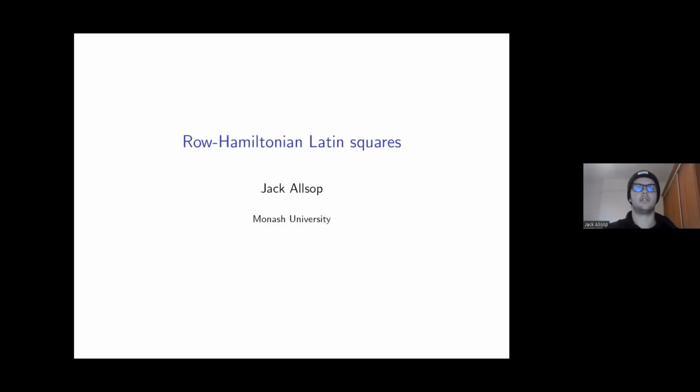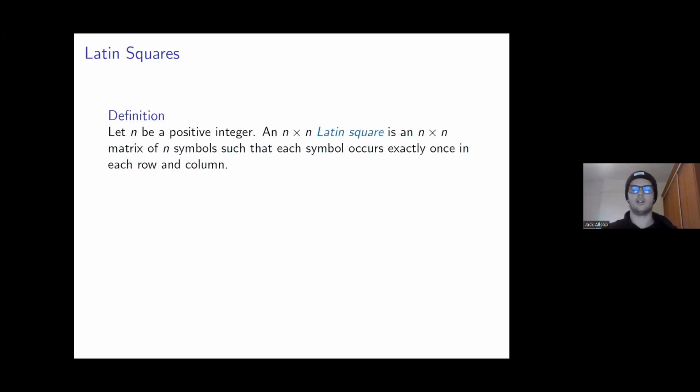So I'll be talking about some work I've done on Row-Hamiltonian Latin squares with Ian Wanless as my supervisor. I'll start by defining a Latin square. Let n be a positive integer. An n by n Latin square is an n by n matrix of n symbols such that each symbol occurs exactly once in each row and column.